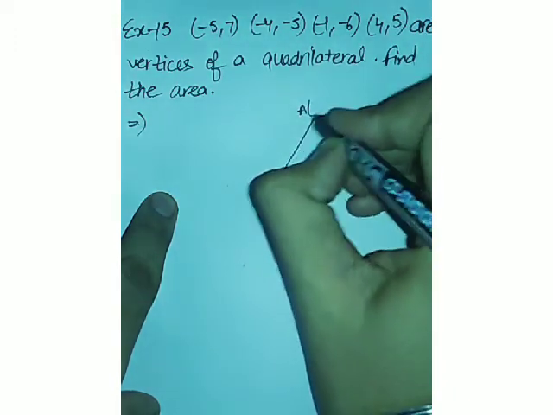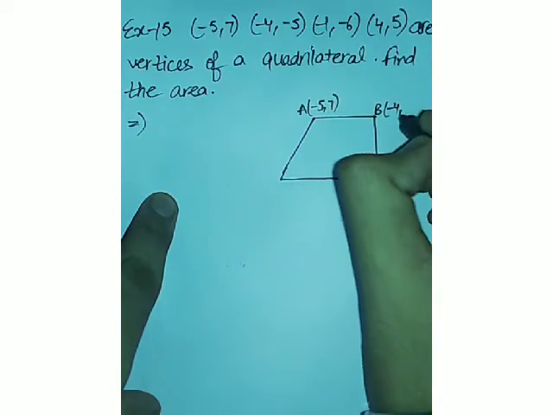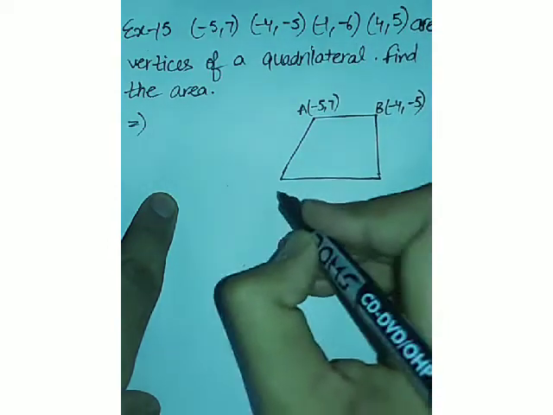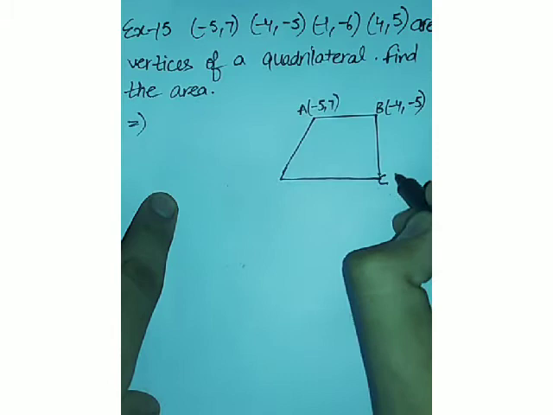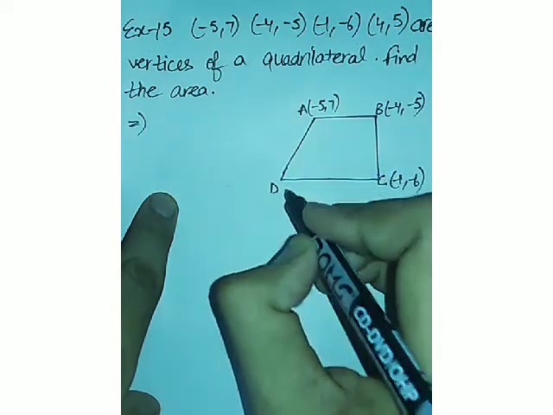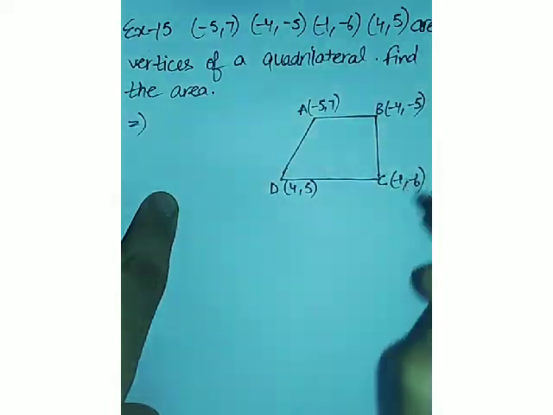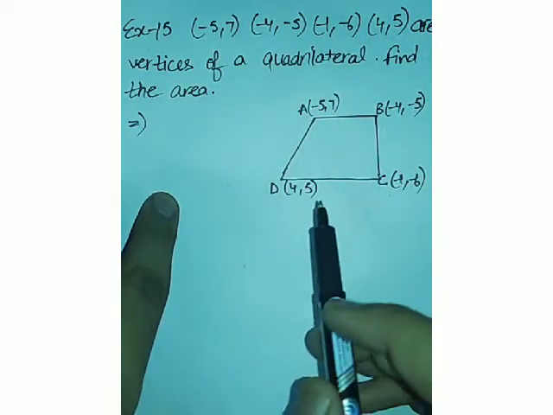So A is minus 5, comma, 7. B is minus 4, comma, minus 5. C is minus 1, comma, minus 6. What is D? That is 4, comma, 5. Okay, we have to find the area of the quadrilateral.